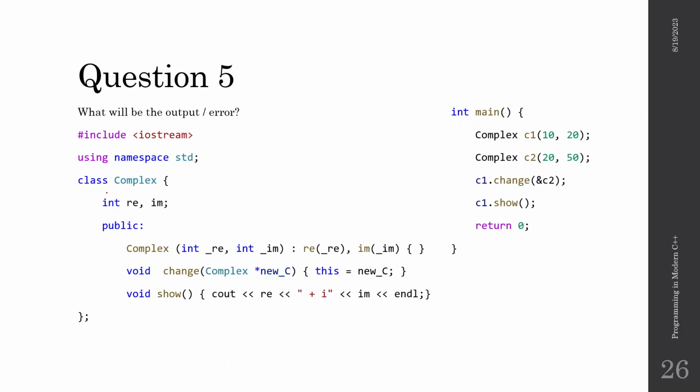So you can see that in this question we have a class called complex with two private data members RE and IM. So again this tries to model a complex number. Then we have a constructor which takes two arguments underscore RE and underscore IM, and there is an initializer list. Okay, there is an initializer list where we initialize RE and IM with underscore RE and underscore IM. Okay, so this will go here and this will go here, and the body of the constructor is empty.